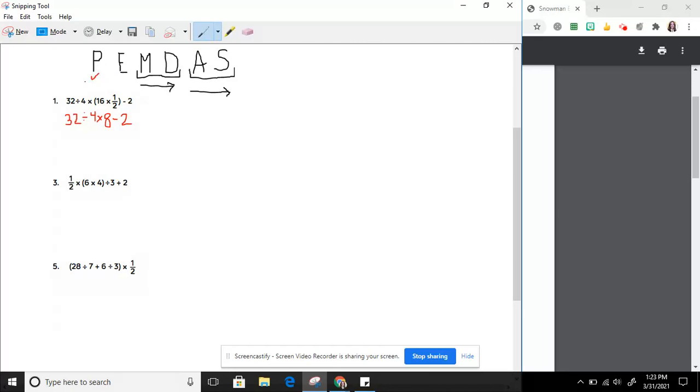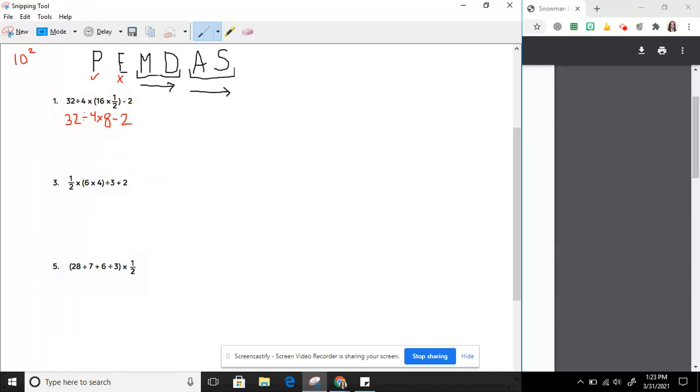Are there any exponents? Exponents are those little numbers, like when we were doing 10 to the power of 2, that 2 is an exponent. So are there any exponents here? There's no exponents. And then multiplication and division.